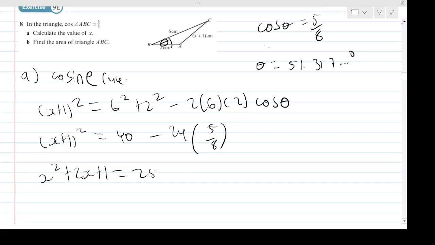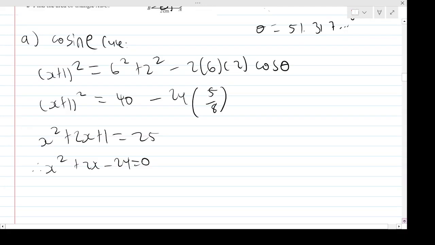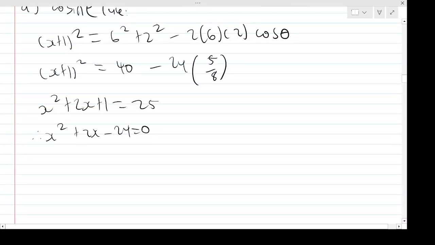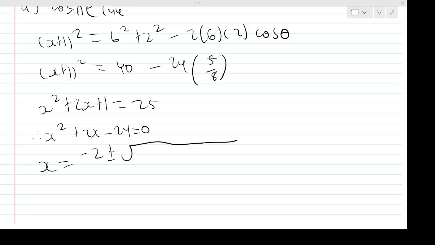But then I can move that to the other side to get a quadratic equation, can't I? So then I'm going to get x squared plus 2x, and then 1 minus 25 is minus 24, equals 0. And then I could solve it by the formula. I could maybe swap some factors to factorise, but I'm a bit lazy for that. So then x is going to be minus 2 plus or minus the square root of 2 squared minus 4 lots of 1 times minus 24, over 2 lots of 1. And there we are. Put that in the calculator.